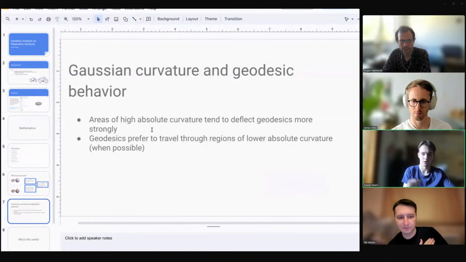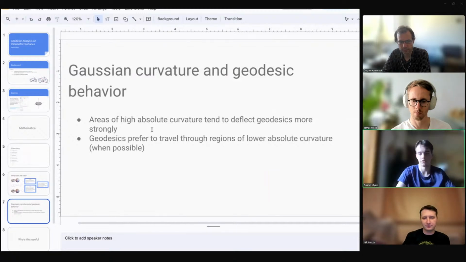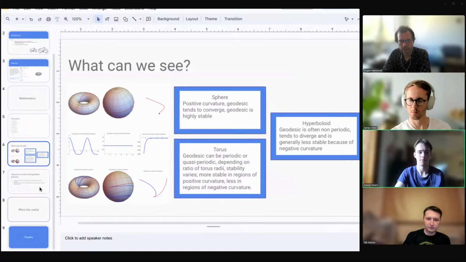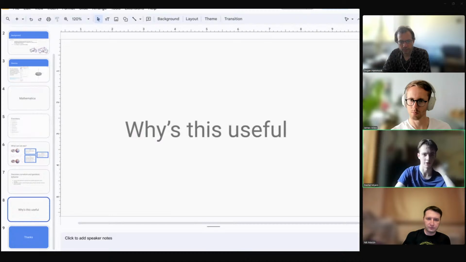Yeah, here's what I derived at the end on the curvature. When you're in an area of higher absolute curvature, it tends to deflect geodesics more strongly. And geodesics prefer to travel through regions of lower absolute curvature when possible. On a torus, that would be possible because you have areas of positive and negative curvature. On some surfaces, that's not possible. Geodesics are sort of everywhere.